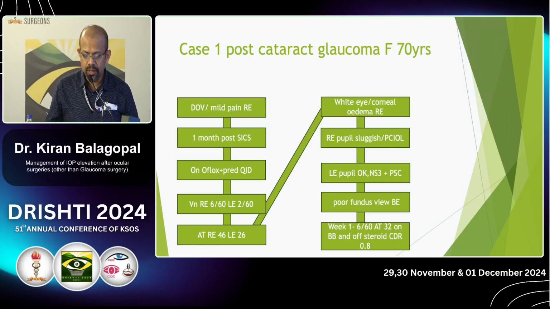So initially we thought it is a steroid response and stopped the steroids and started beta blockers. After 1 week, vision was 6/60, applanation still was 32, and off steroids, and we dilated and saw the fundus and found that the cupping was 0.8. So this was a case of missed POAG which underwent a cataract surgery and developed a steroid response on top of the POAG. After the patient was started on beta blockers and latanoprost was added, the IOP came back to normal and the patient became fine.